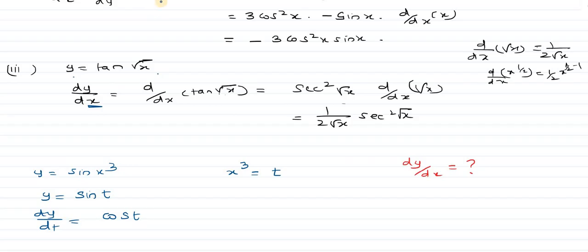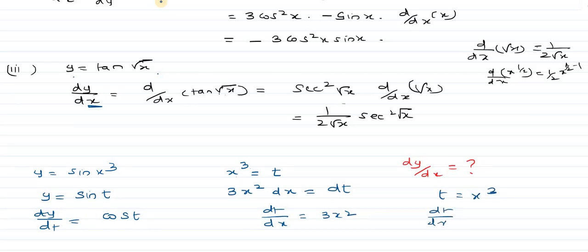Then what you have to do here? Here you differentiate with respect to x. X cube, when you differentiate, what will happen? 3x square dx must be equal to dt. T if you differentiate, dt. X if you differentiate, dx. So what is dt by dx? Dt by dx is 3x square. It is simple. See, t equal to x cube. If you differentiate with respect to x, dt by dx is 3x square. That's what I have written in this way.